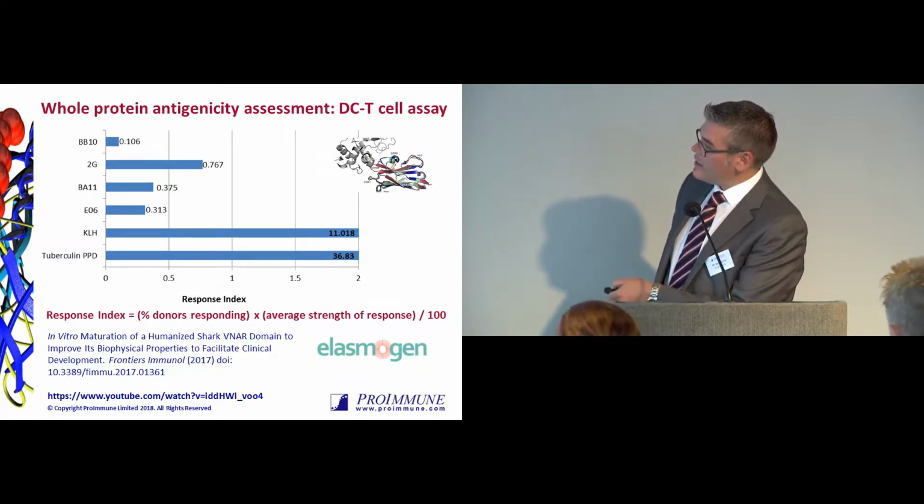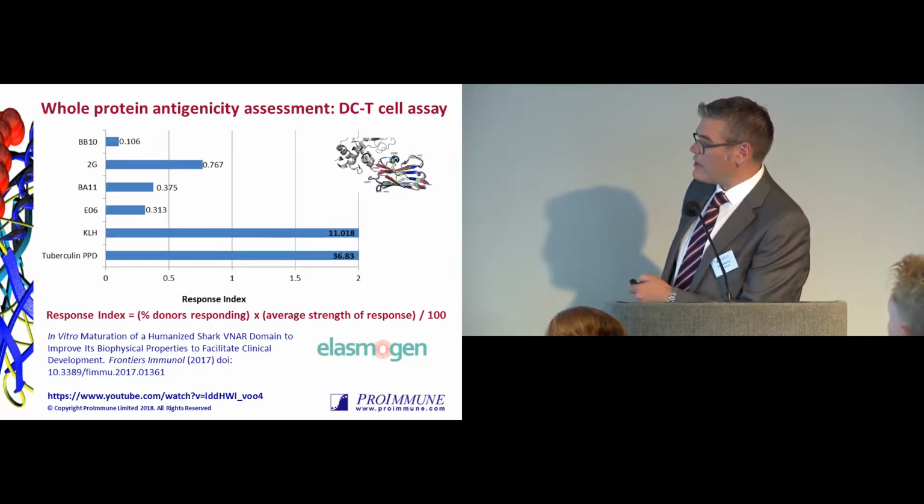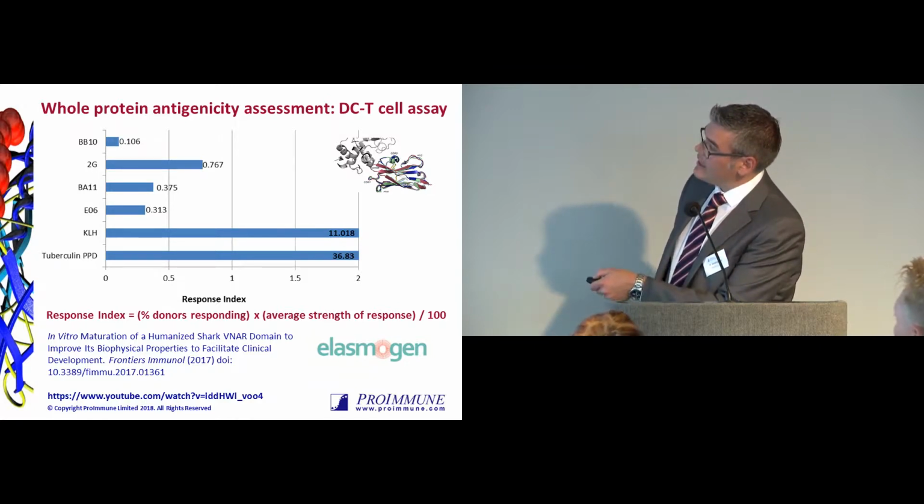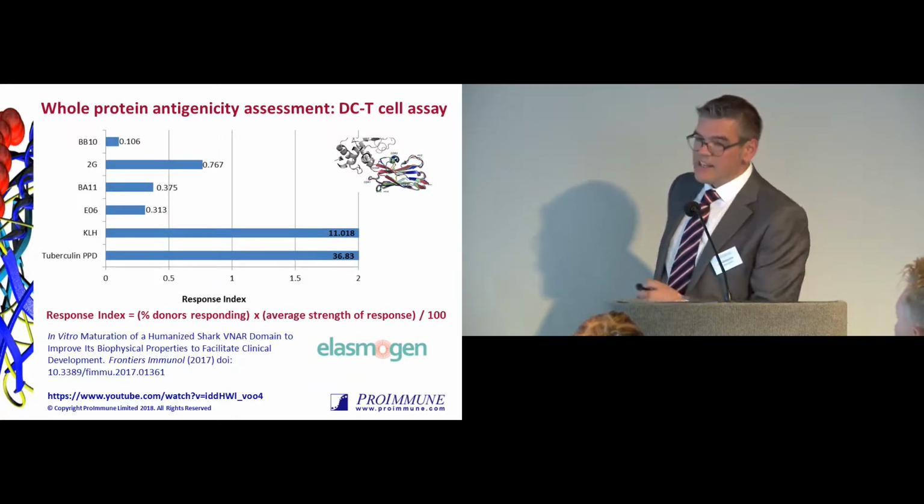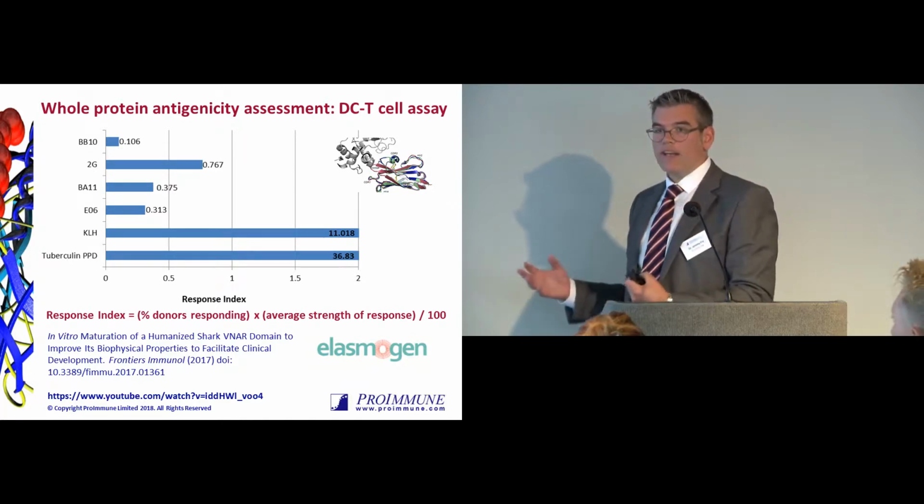And this is a study from a company called Elasmogen, which we're working with, humanized shark VNAR domains. They wanted to look at a number of their different lead candidates. And here we generate this response index. Typically, a lot of proteins will generate a response index from between about 0.1 and 1 in our hands.